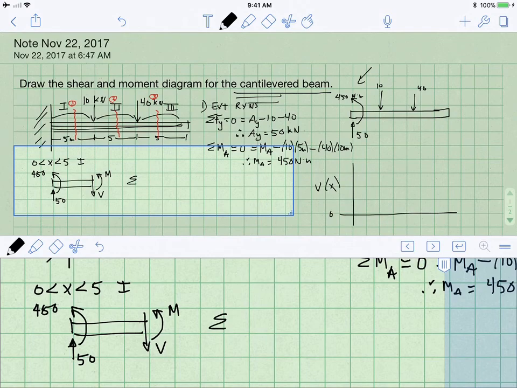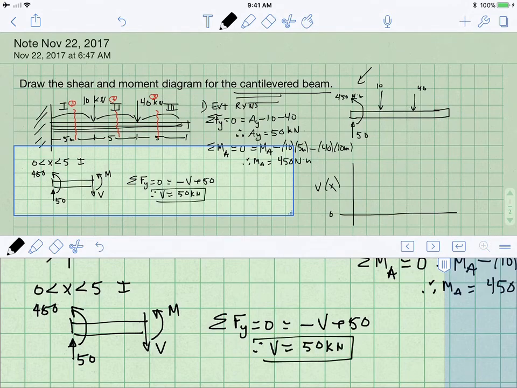And we proceed, we sum the forces in the y direction, set them equal to 0. We find that minus shear plus 50 is 0, and therefore shear is equal to 50 kilonewtons in this region of the beam.